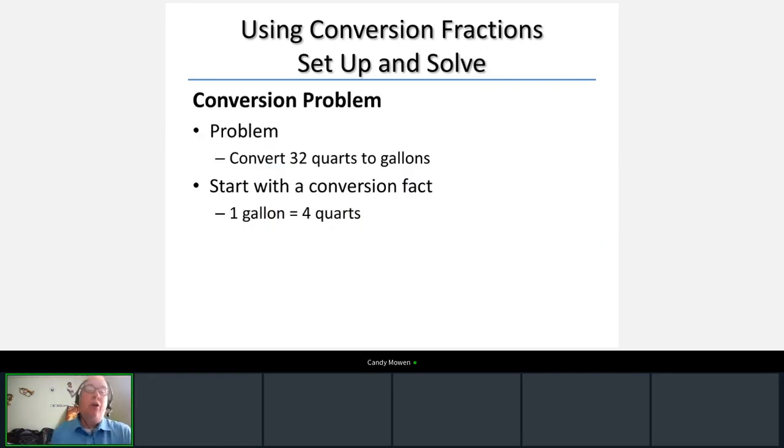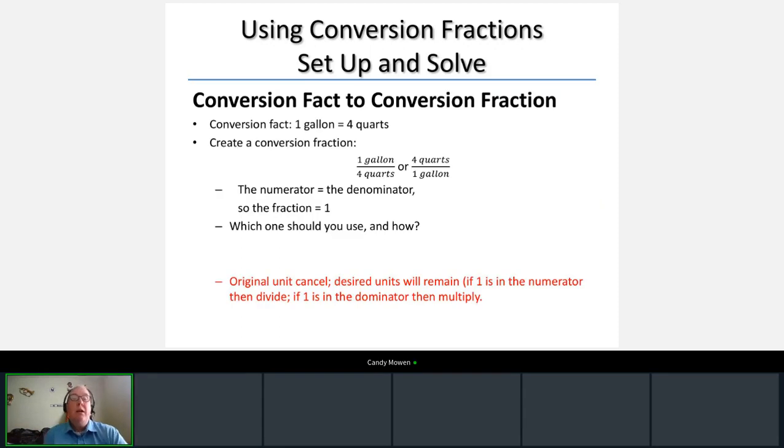How to set up and solve conversion problems. Say you convert 32 quarts to gallons. Start with a conversion fact: 1 gallon equals 4 quarts. Turn the conversion fact into a conversion fraction. 1 gallon on top, 4 quarts on the bottom, or 4 quarts on top, 1 gallon on the bottom. Always, when converting, the numerator equals the denominator, so the fraction is 1.